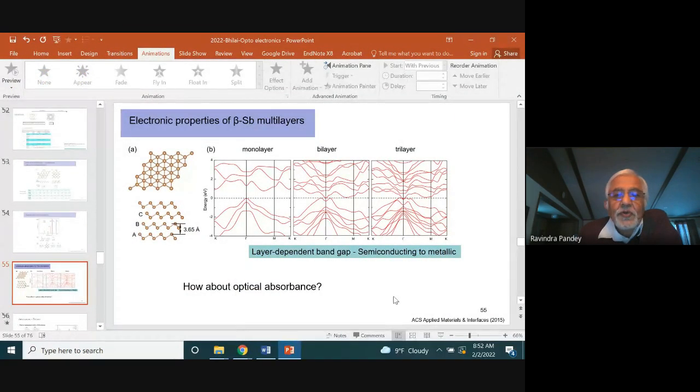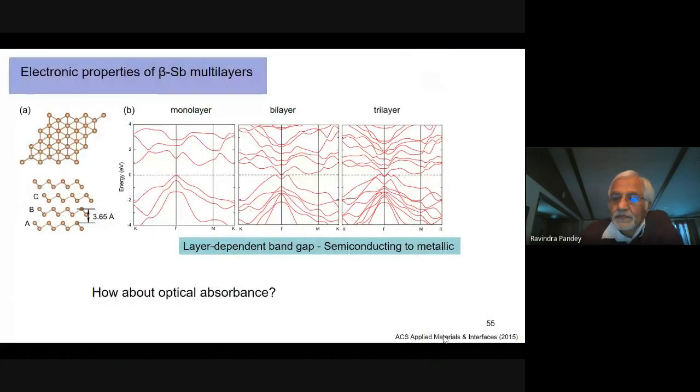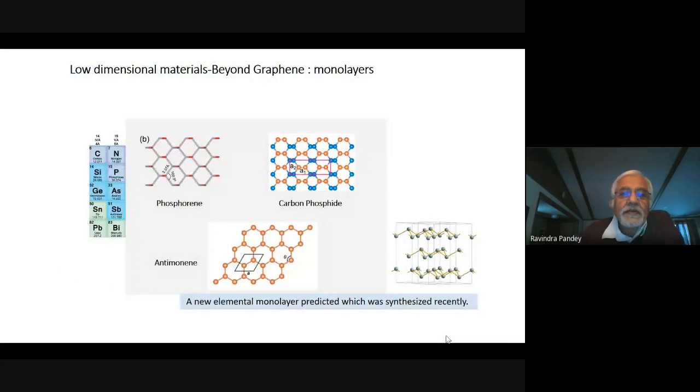So let me look into the so-called predictive capabilities of these methods. If you look at the periodic table, you have group 5. And then we basically looked into phosphorene, carbon phosphide, and antimony. These are the monolayers of phosphorus. This is the hybrid compound, carbon and phosphorus. And this is the antimony. So we did predict the stability and structure of these elemental monolayers, and it was synthesized recently.